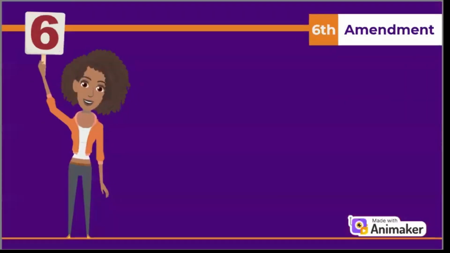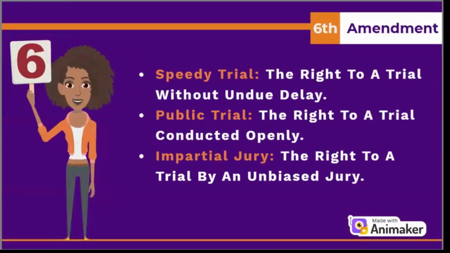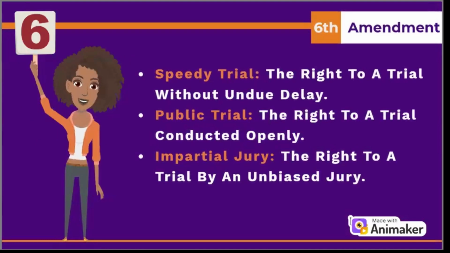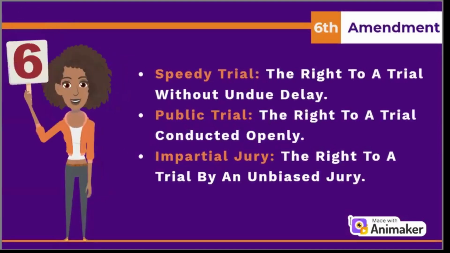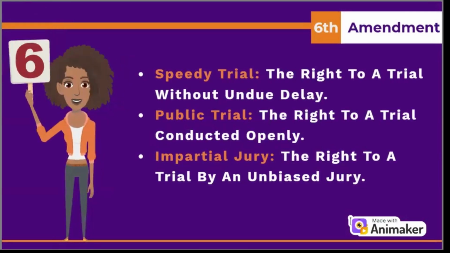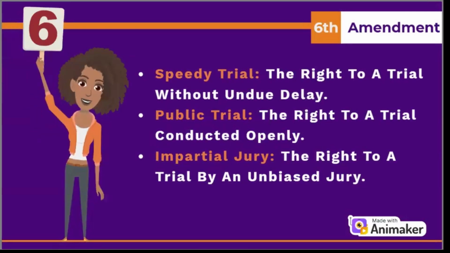The Sixth Amendment guarantees a fair trial, including speedy trial, the right to a trial without undue delay; public trial, the right to a trial conducted openly; and impartial jury, the right to a trial by an unbiased jury.